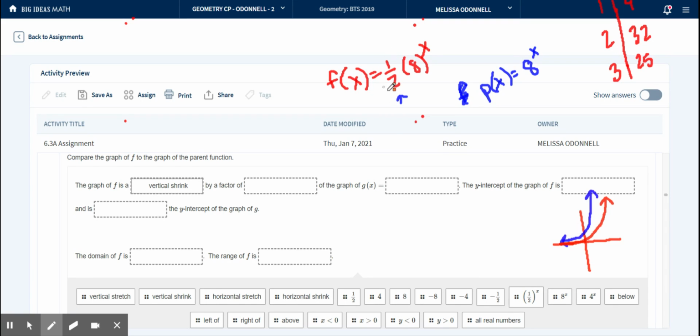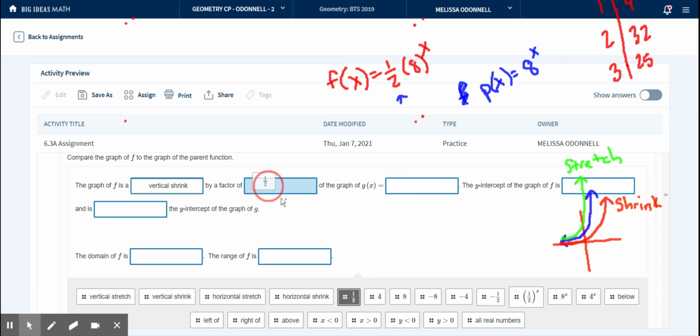So whenever you're multiplying by that fraction, it's called a shrink, okay? If you were multiplying by a number greater than 1, you would get a result where your graph is sort of above, and that would be called a stretch. So this would be a stretch, and then our red one shown would be called a shrink, right? As it flattens towards the x-axis or stretches away from the x-axis. Okay, so we know we have a vertical shrink by a factor of 1/2, right?